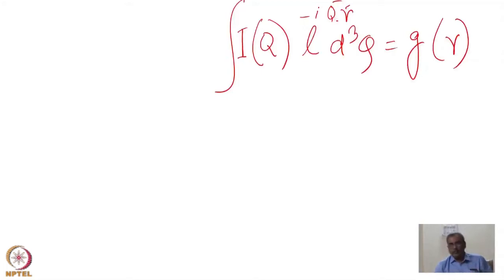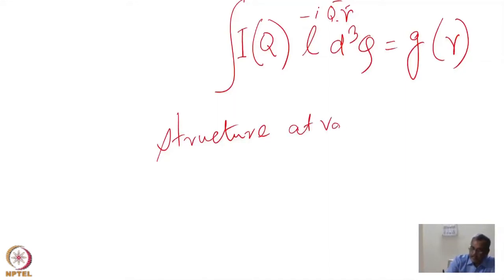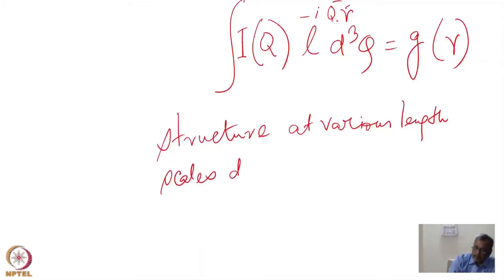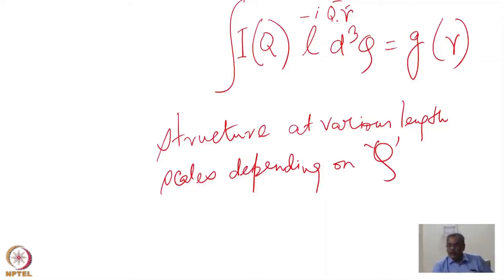So far, possibly some of you have been introduced to X-ray diffraction from crystallographic material, but in general, diffraction is structure at various length scales, depending on Q, the wave vector transfer, because wave vector transfer and space are Fourier transforms of each other. And our experiments are at this. So this is the most general definition of diffraction.